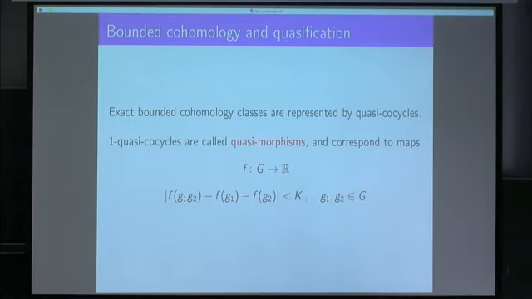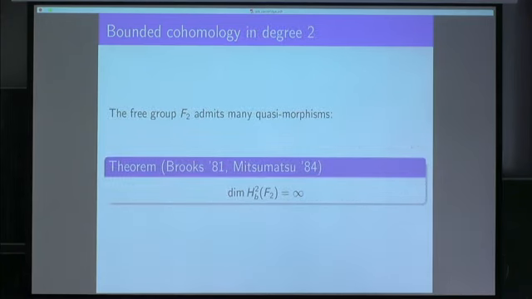So it is a map which has this defect K. So it is not a homomorphism, but it is close to a homomorphism. And quasimorphisms, there is a huge literature on quasimorphisms. For example, the free group admits a lot of quasimorphisms, which were constructed by many people. Here are just probably the first ones who published something on this topic. And by exhibiting a lot of quasimorphisms, one can prove that the dimension of the bounded cohomology of the free group is infinite.